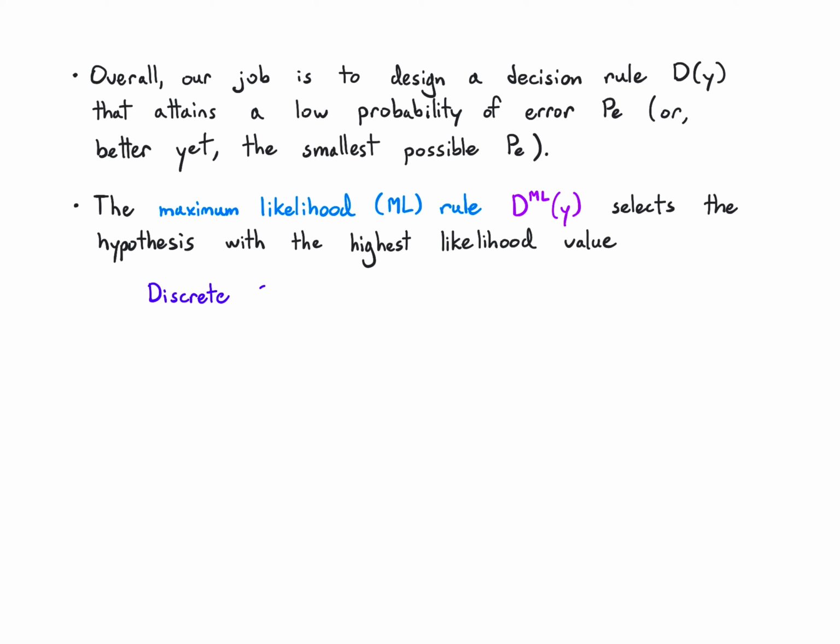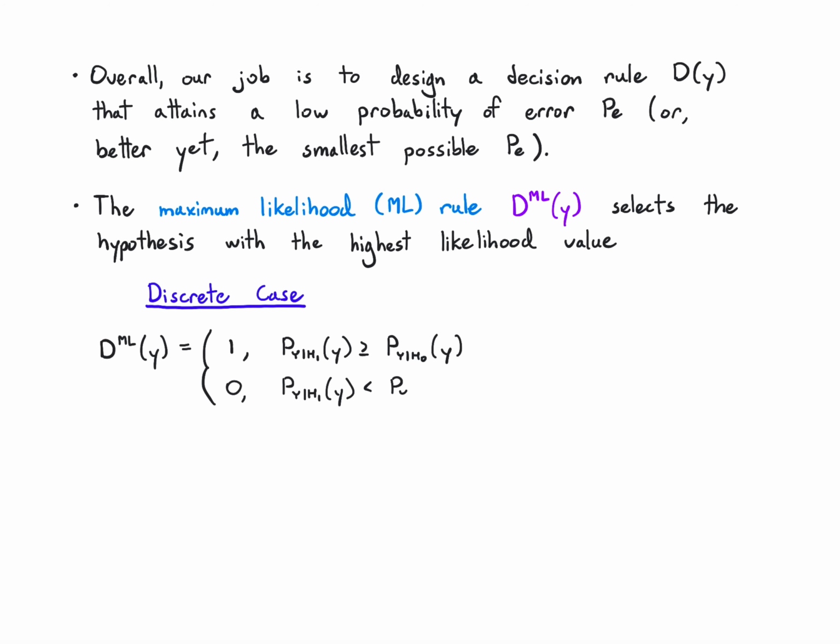So in the discrete case, how this looks is that I have this function DML, and it's going to say 1 when the conditional PMF evaluated for H1 is higher than that for H0, and 0 when H0 has a higher conditional PMF. And by the way, note that I am arbitrarily assigning when they're equal to the decision 1, and that's fine. It doesn't matter how you do that. You could also decide to send it to 0 if you like. It will not affect the probability of error. We're just doing that here for convenience of notation.